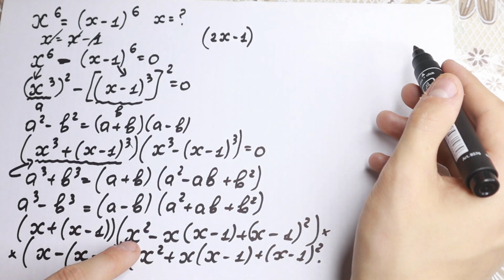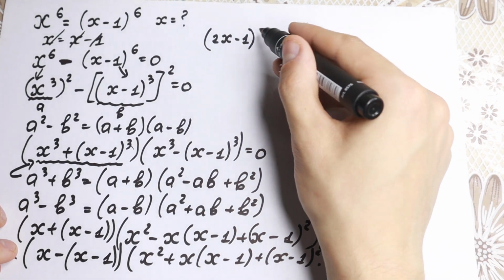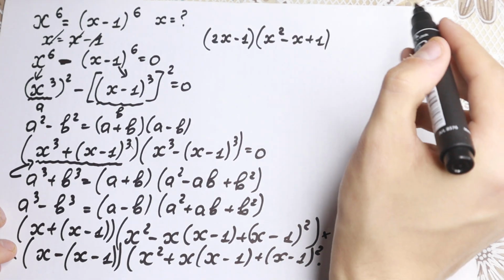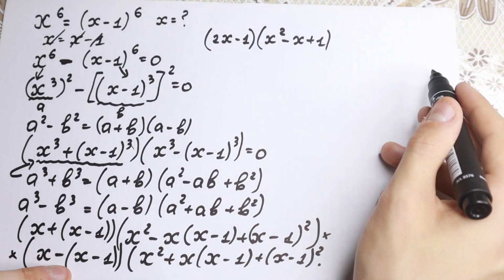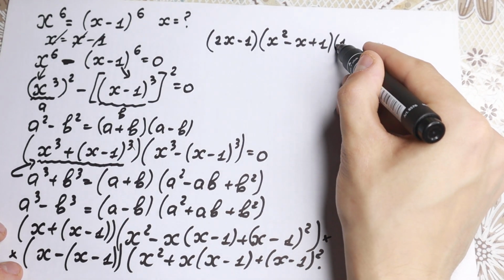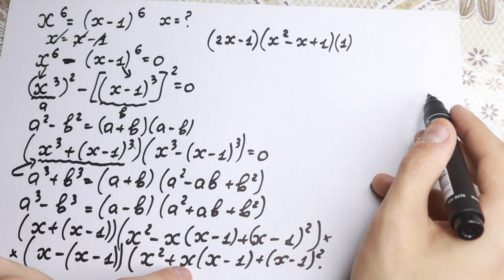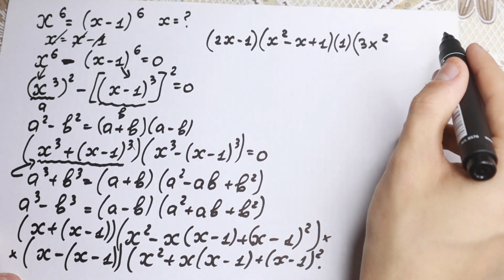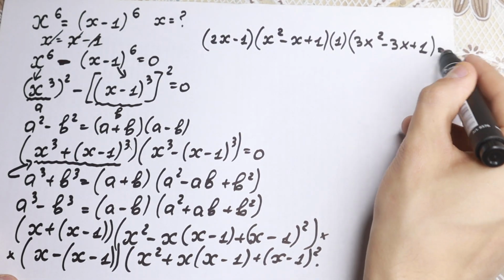Let's go next. Right here, x squared minus x squared plus x and plus x squared. As a result, we will have x squared minus x and plus 1. Okay, let's go next. Right here, x minus 1. x minus x equals 0, and this minus gives us plus. So as you can see, we rewrite this one, we multiply it by 1. And the last parenthesis, x squared plus x squared and plus x squared, we will have 3x squared. So 3x squared minus 3x and plus 1 equal to 0.